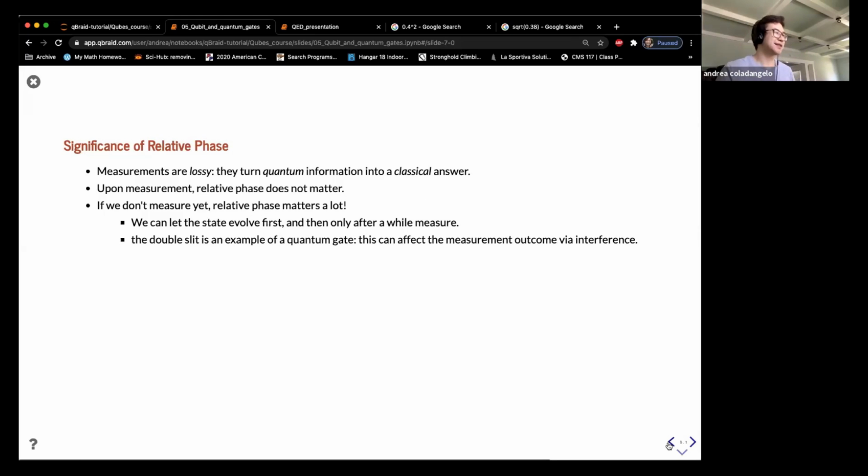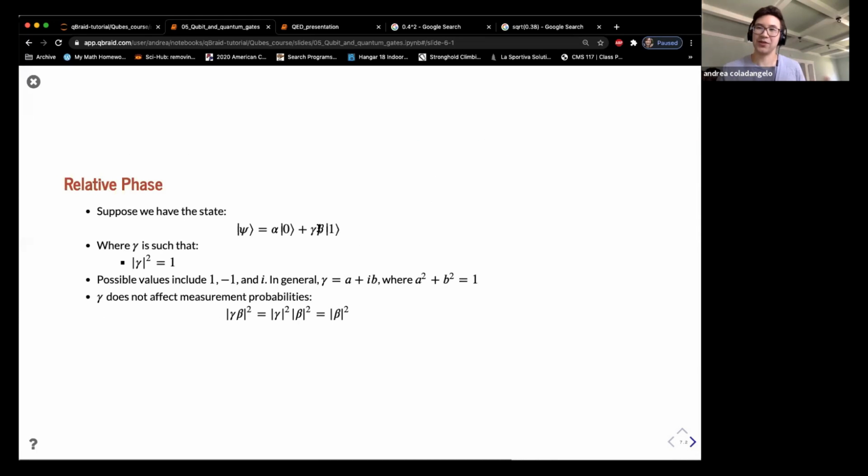So this gamma that we're multiplying. Let's say we start with an alpha beta, right? And we multiply the beta coefficient by gamma. What we are introducing is what we call a relative phase in this state. Gamma specifies a relative phase in this state.